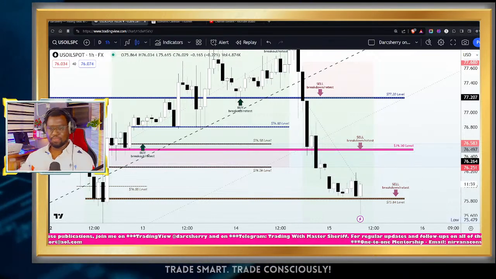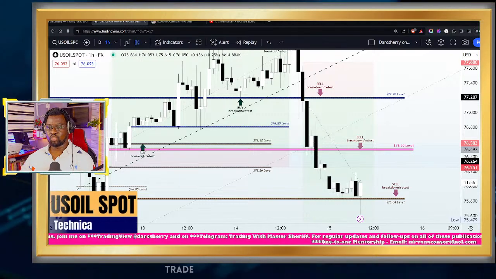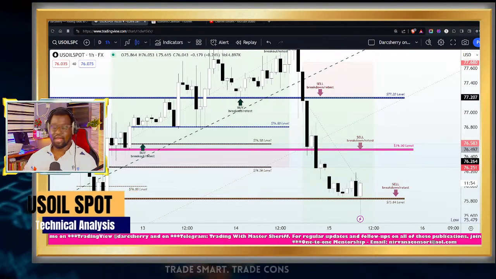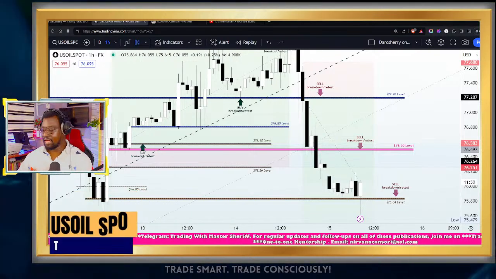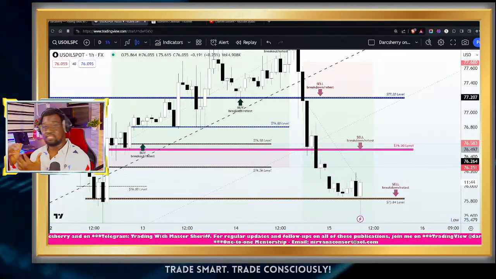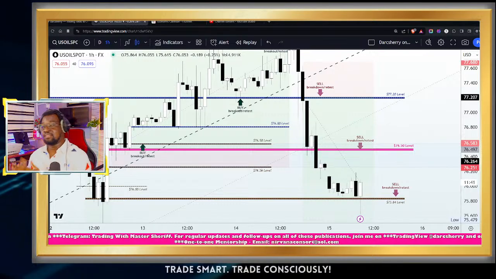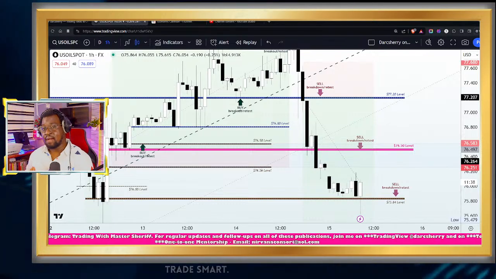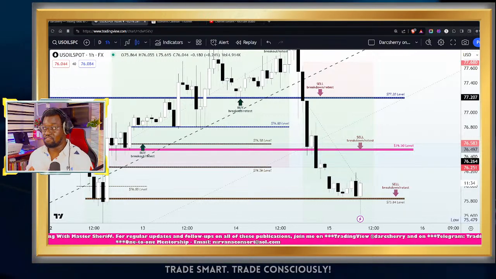So the first asset we are going to be taking on this morning is going to be the USOILSPOT. And on the USOILSPOT, we've had quite an interesting situation since the beginning of the week. We've been buying this asset since the beginning of the week, and in fact we had multiple entries to maximize the potential of that uptrend.